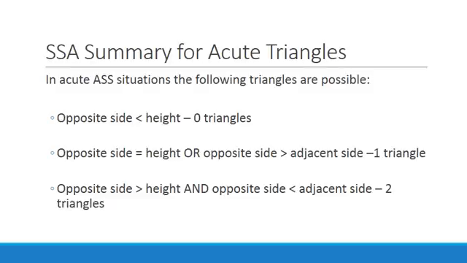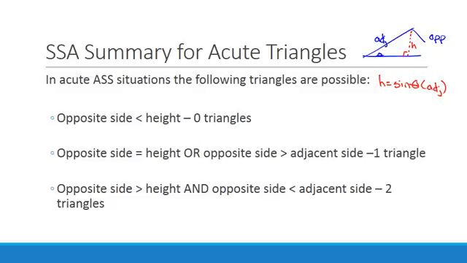The side-side-angle summary for acute triangles. In acute angle side-side-angle situations, the following triangles are possible. Again, in acute situations, that's when it looks like this, everybody. I never draw the opposite the full way, but there's my angle, here is adjacent, and this would be opposite over here. The really important feature is we need to find the height. Once we find the height, which we already showed once, it is equal to the sine of whatever angle you're given times the adjacent.